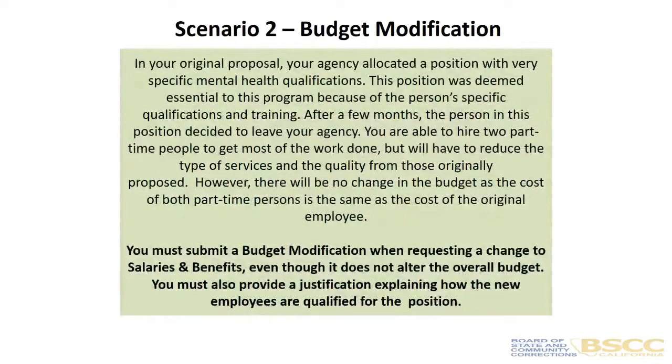Scenario number 2. In your original proposal, your agency allocated a position with very specific mental health qualifications. This position was deemed essential to this program because of the person's specific qualifications and training. After a few months, the person in this position decided to leave your agency. You're able to hire 2 part-time people to get most of the work done, but will have to reduce the type of services and the quality from those originally proposed. However, there will be no change in the budget as the cost of both part-time persons is the same as the cost of the original employee.